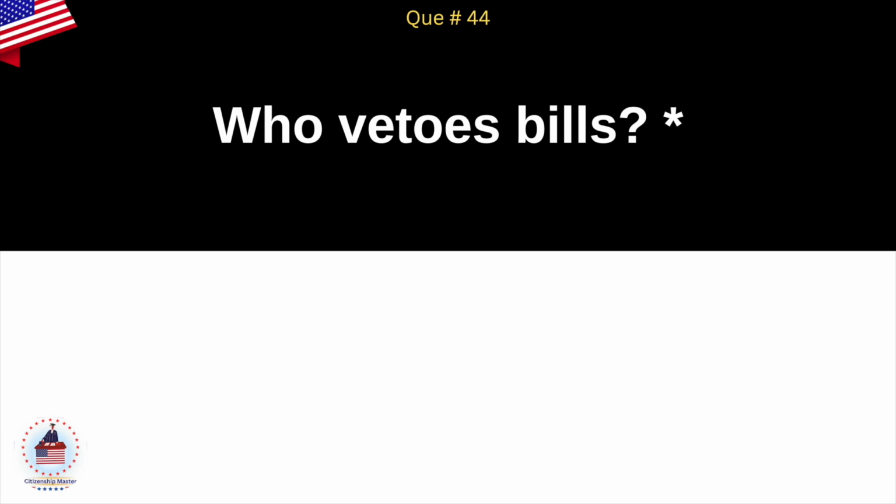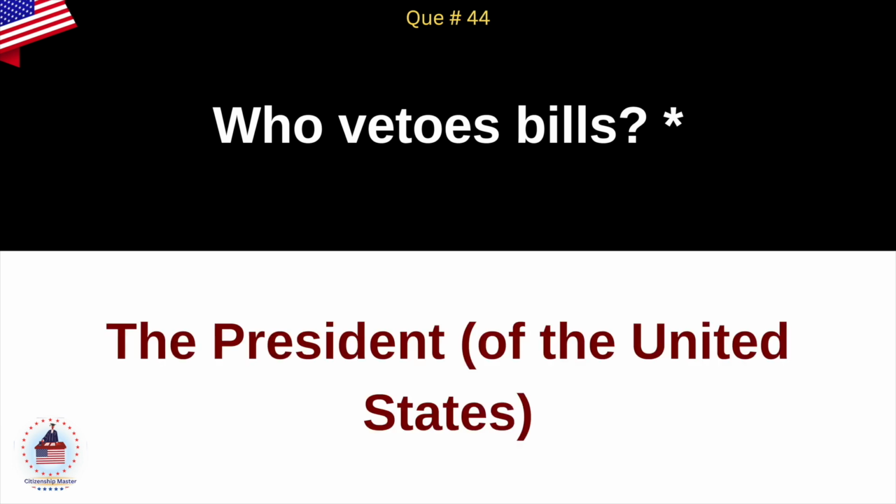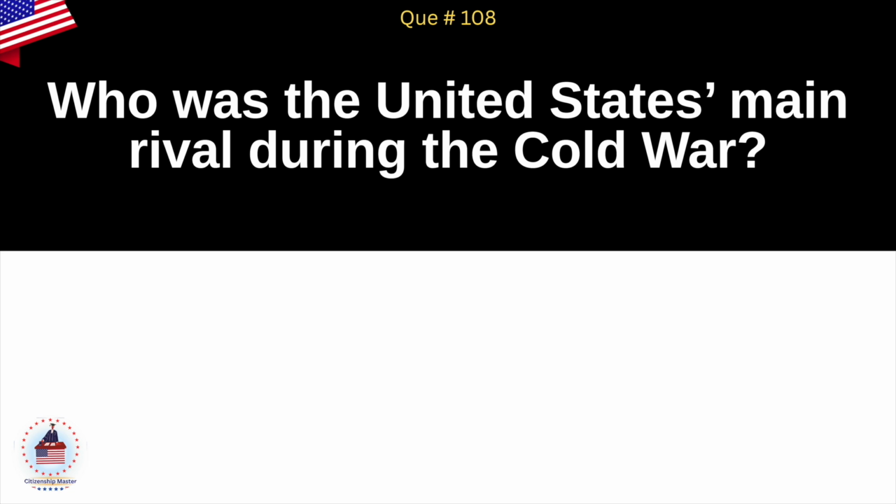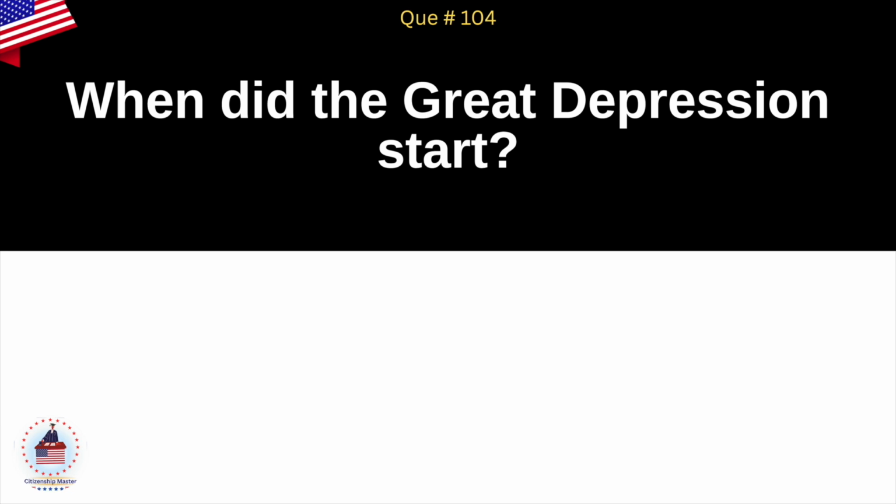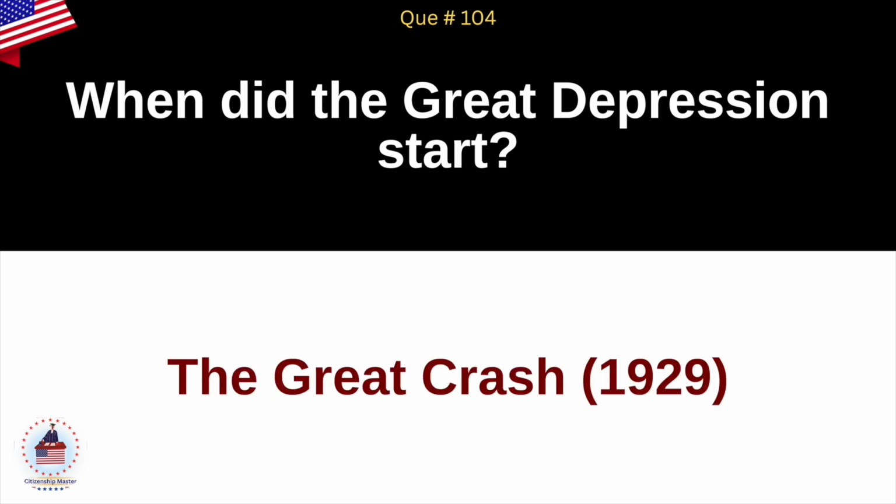Who vetoes bills? The President of the United States. Who was the United States' main rival during the Cold War? Russia. When did the Great Depression start? The Great Crash, 1929.